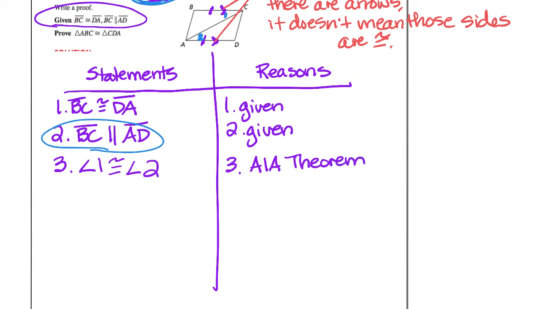And remember that that theorem says if you have 2 parallel lines cut by a transversal, that means that the alternate interior angles are going to be congruent. So that's good. So now I have a side that's congruent and an angle. And now I just need to get another side.